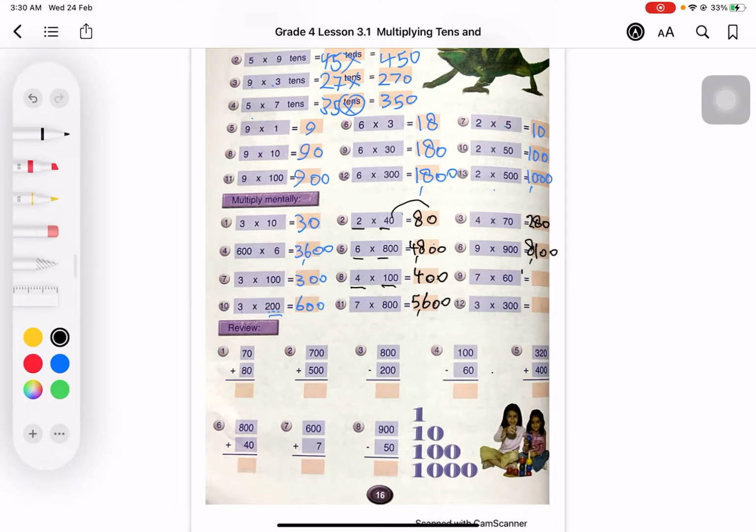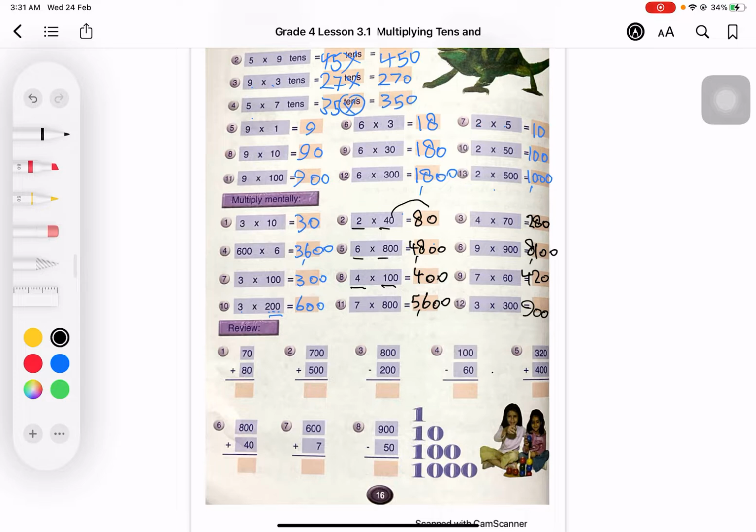7 by 6 is 42. Drop 1 zero. 3 by 3 is 9. We drop 2 zeros. Okay? Grade 4, this will be a homework for you. I will do for you number 1 and 2. They said review, meaning revision.